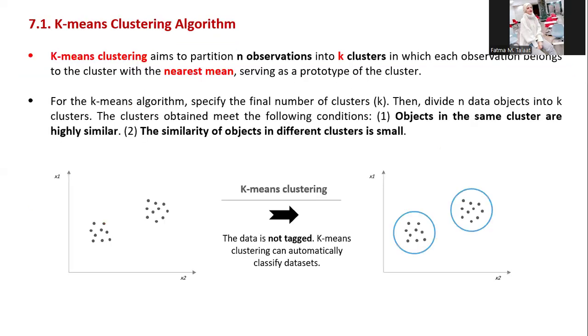K-means clustering aims to partition n observations into k clusters, in which each observation belongs to the cluster with the nearest mean, serving as the prototype of the cluster. For the k-means algorithm we specify a fixed number of clusters, then divide n data objects into k clusters. The clusters obtained meet the following conditions: objects in the same cluster are highly similar, and the similarity of objects in different clusters is small.